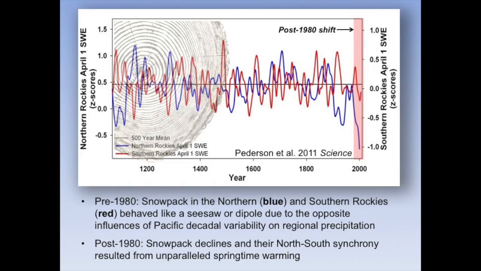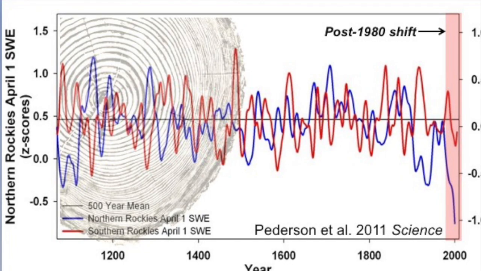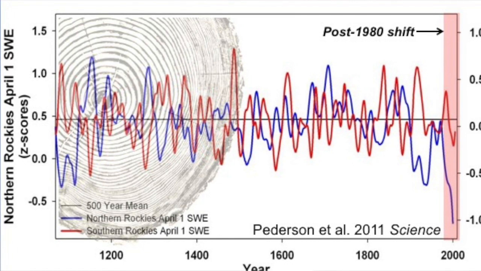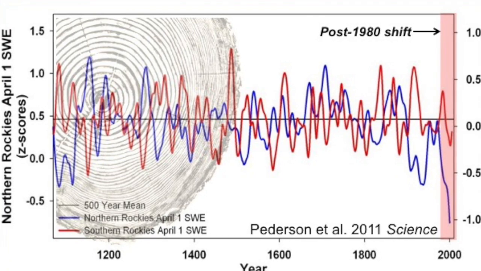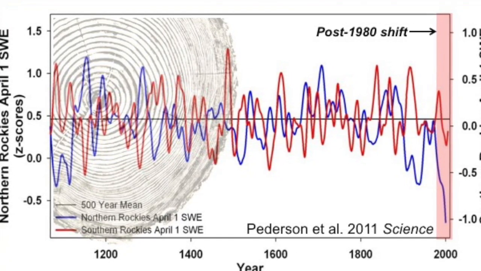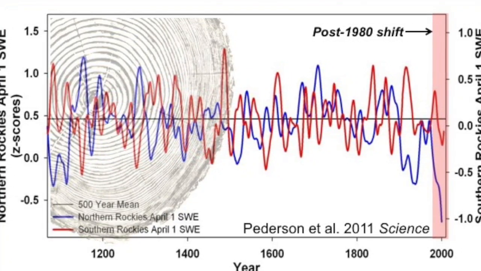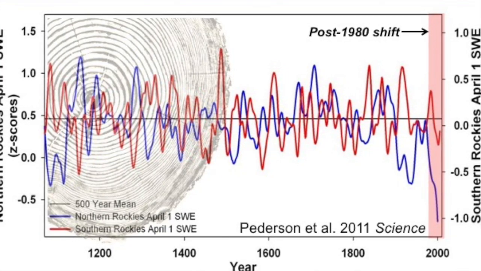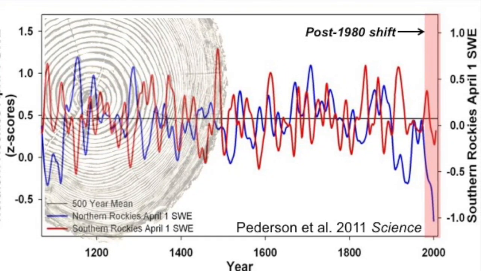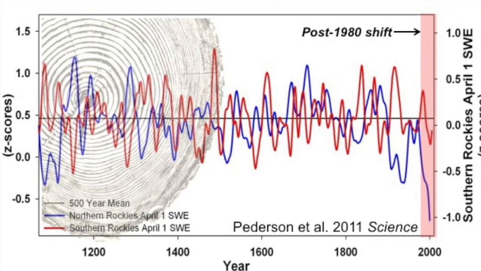So these are tree ring reconstructions in the northern and southern Rockies of snow water equivalent of snowpack accumulation. In general, the north and the south constitute this dipole that's responding primarily in this anti-phase pattern. So when the north is up, the south is down. This happens also in the Sierras. When the north is wet, the south is dry, and vice versa.